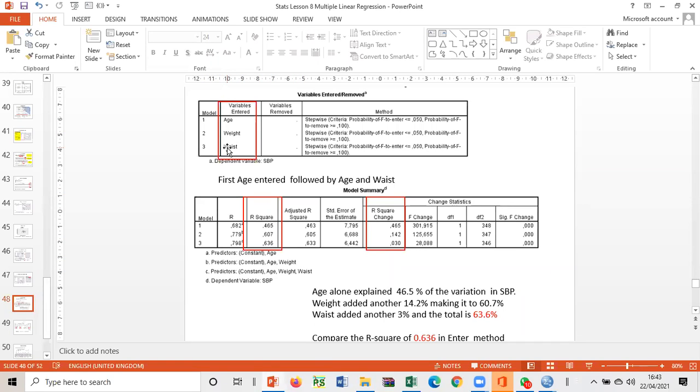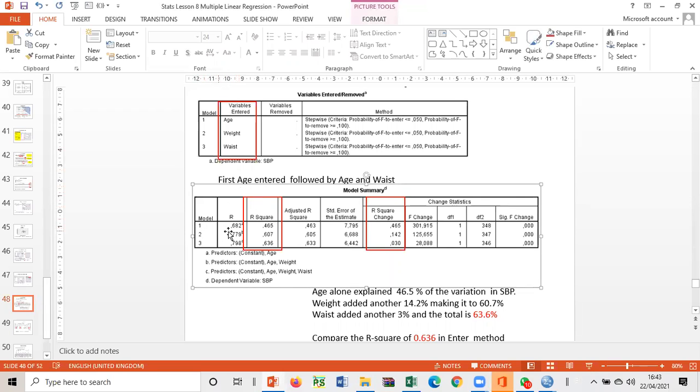Which variable is eliminated? Which variable is not there? Body surface area. Is it good for us? Yes. The waist and BSA were adding some noise. All right, take the next table.